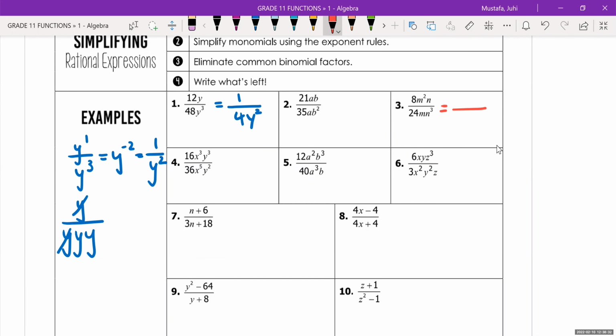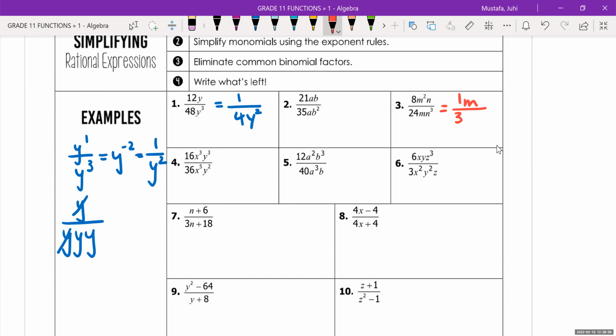So 8 over 24, what can I divide the top and the bottom by? Yep, 8. So I'm going to get 1 over 3. And then when you have multiple letters, you just do them in order. So let's look at our m's. We have m squared, and then we have m to the power of 1. So what letter are we going to be left with? And is it going to go at the top or the bottom? Denisa?